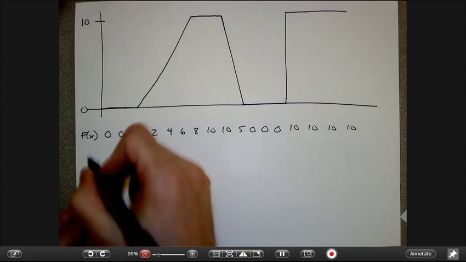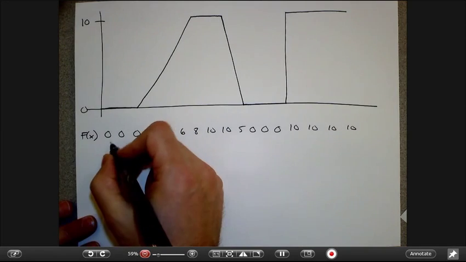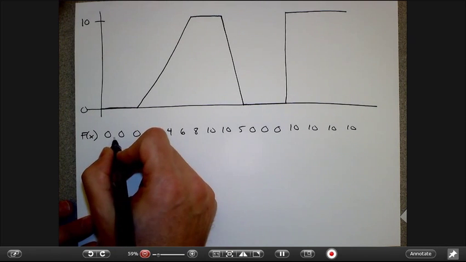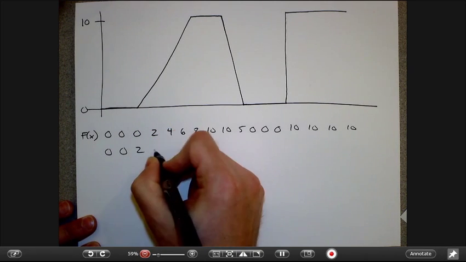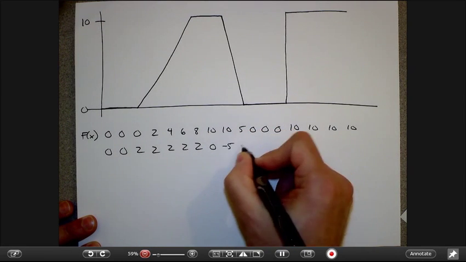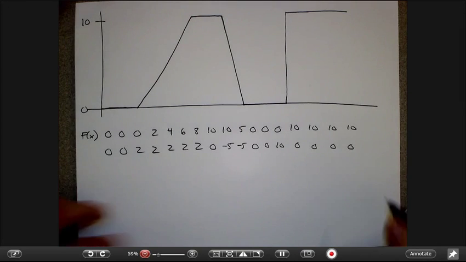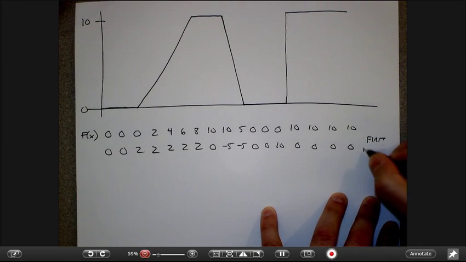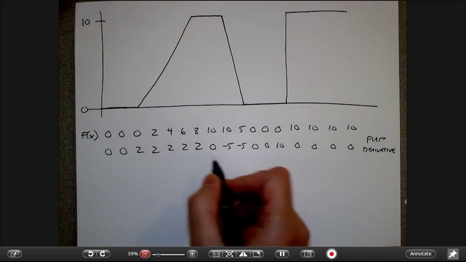Now, what if I were to take the derivative of that function? In the discrete world, the derivative is basically taking the difference between adjacent values. So at each value, I take the difference between the guy in front of me and where I am now. So this minus this is 0, this minus this is 0, this minus this is 2, 2, 2, 2, 2. Now I come down, this minus this is 0, this minus this is minus 5, minus 5, 0, 0, 10, 0, 0, 0, 0. So this is the first derivative, or the first difference.